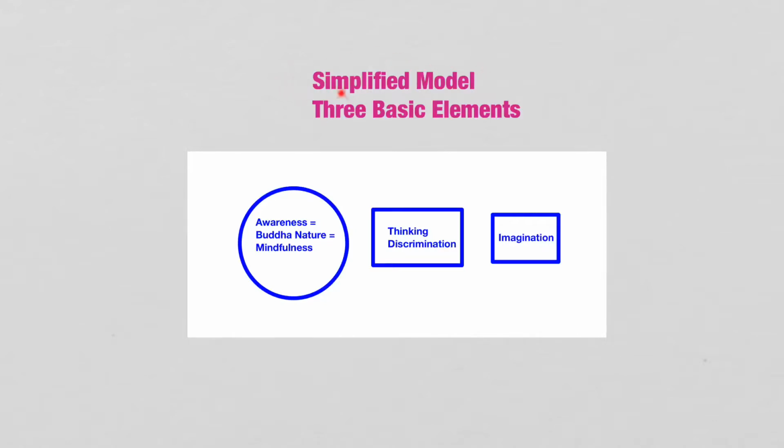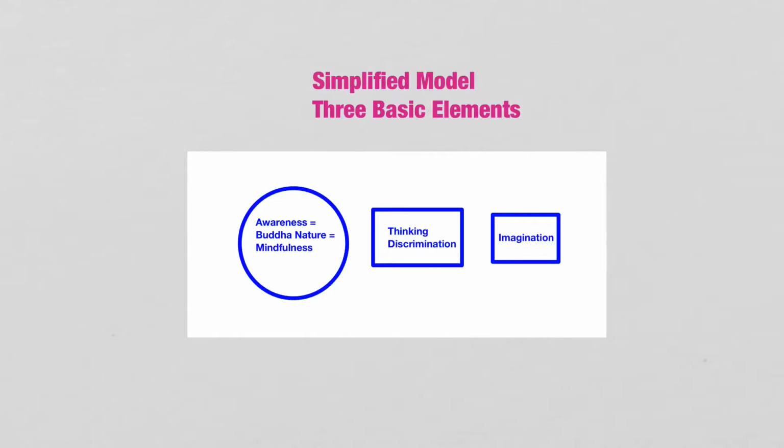So here is the simplified model, which has three basic elements, which will help us to clarify many things. The first element is the awareness. Yes, your awareness and my awareness and anybody's awareness. That awareness is the Buddha nature. Period. Awareness is the Buddha nature, period.